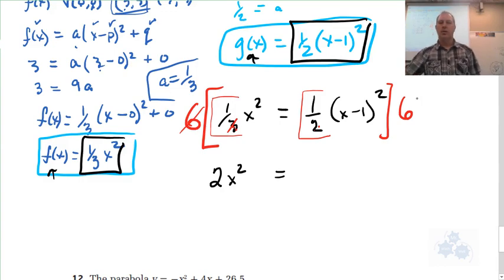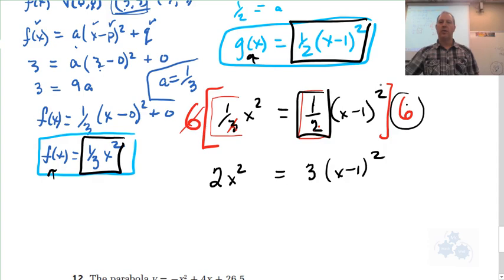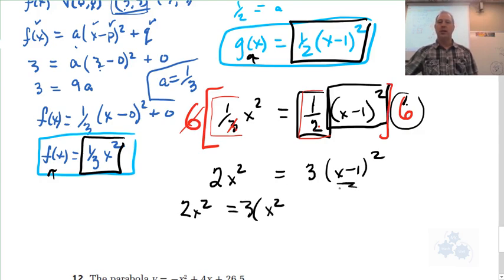Done. What's 6 times 1/2? That's 3. So this 6 multiplies by this one or this one. It doesn't matter which one when they're multiplied. You just pick one. So 6 times 1/2 is 3. So that might make things a little bit easier for you. So let's continue to solve here. This is 3 times, if I multiply this out, that's going to be x squared minus 2x plus 1.